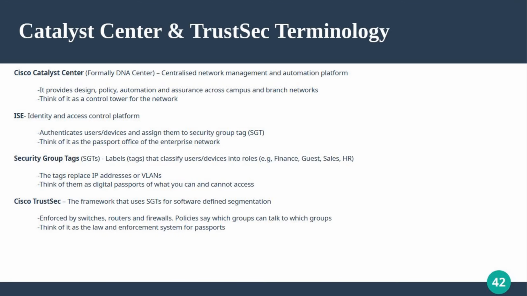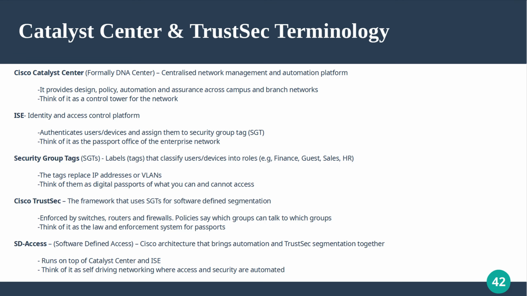Cisco TrustSec. This is a framework that uses SGTs, security group tags, for software-defined segmentation. They are enforced by switches, routers, firewalls, and policies say which groups can talk to which groups. You can think of this as the law enforcement system for passports. And the last terminology is SD-Access, software-defined access. This is a Cisco architecture that brings automation and TrustSec segmentation together. It runs on top of DNA Center and ISE, and you can think of this as a self-driving network where access and security are automated. So these are the terminologies I wanted to cover off, so you have a clearer idea what each one is.